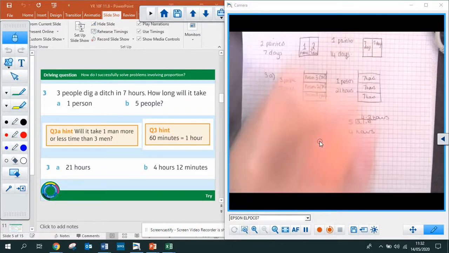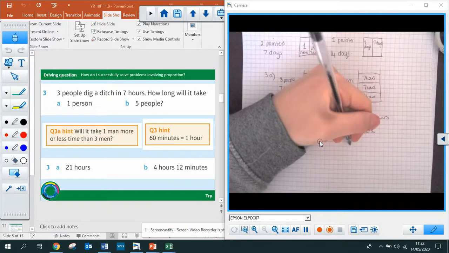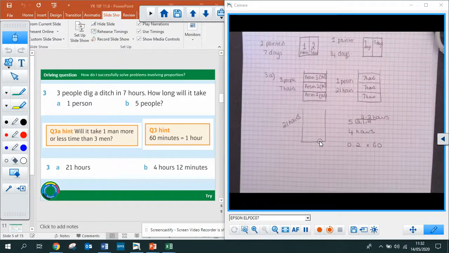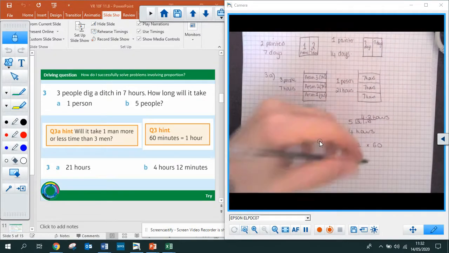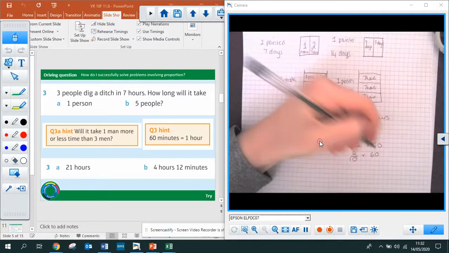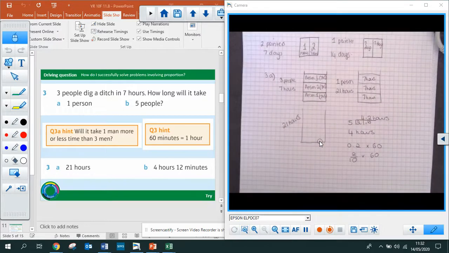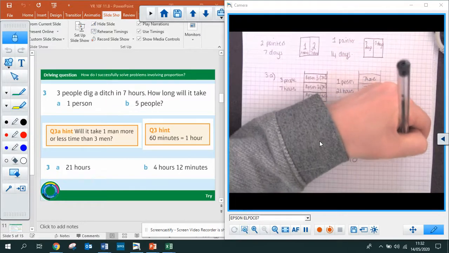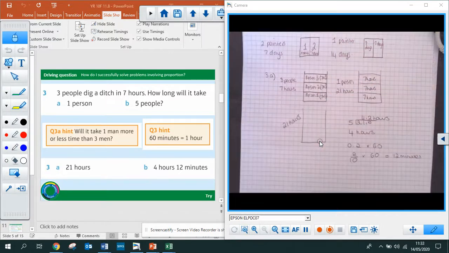But what's 0.2 of an hour? We need to know what is 0.2 multiplied by 60. What's 0.2 of an hour? Okay? If it makes it easier for you, 0.2 is the same as 2 tenths. It's much easier to work with the fractions. Okay, so 2 tenths of 60. As before, you divide by your bottom number, your denominator. 60 divided by 10 is 6. Multiply by your numerator, your top number. 6 times 2 is 12. So that means 0.2 of an hour is 12 minutes.